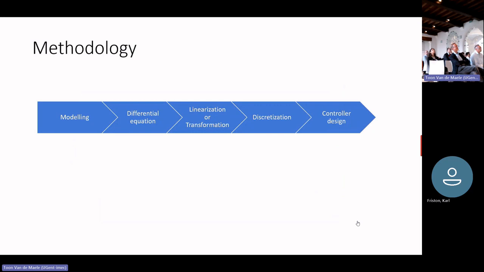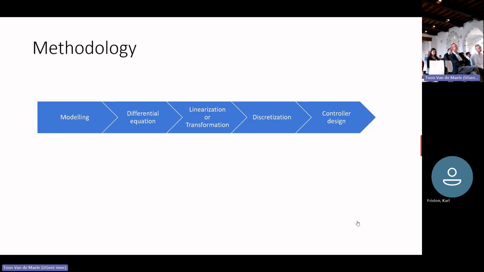I'm going to follow this methodology throughout, where you take a dynamic system and model it first, and then you derive the differential equations out of it, and then either linearize the differential equations, or transform them into what you need to control a robot, for example. Then you discretize the whole equation. And at the end, you design a controller.